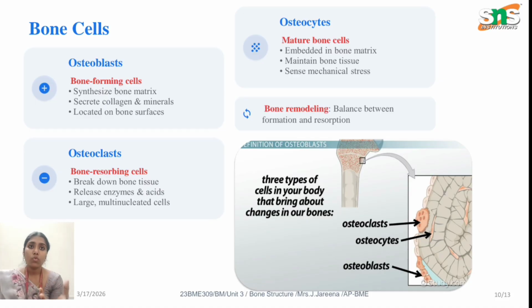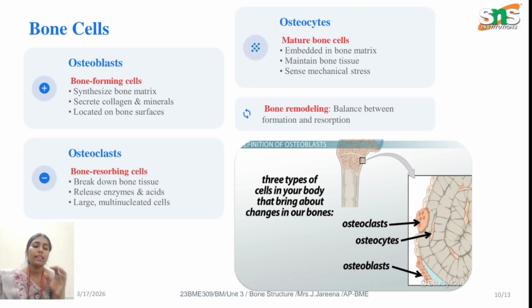And then we have bone cells. This is very important because these are the cells responsible for the formation or resorption of bone. The cells are called osteoblasts, osteoclasts, and osteocytes. Osteoblasts are the bone forming cells, osteoclasts are the bone resorbing cells, and osteocytes are the mature bone cells which help maintain bone formation and bone resorption, which are very important in bone remodeling.